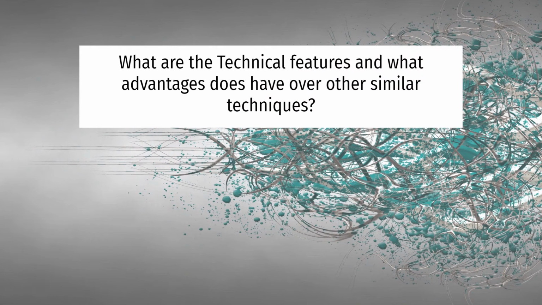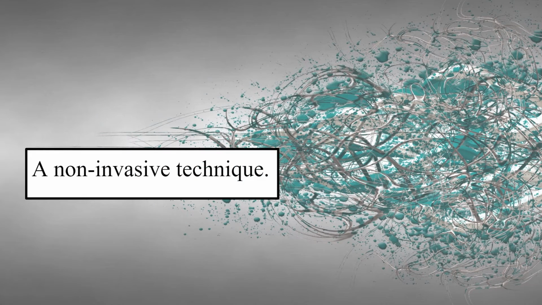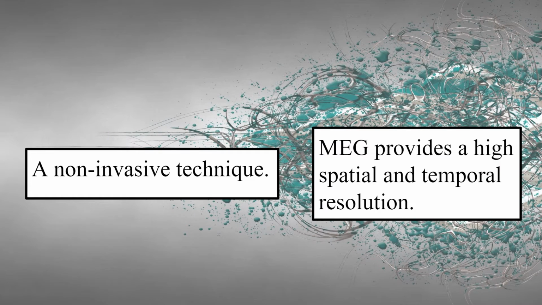MEG has advantages that differentiate it from other devices. For example, it uses a non-invasive technique. That means it doesn't need to enter the human body or have the body injected with a substance to get effective results. Another example is that it provides high spatial and temporal resolution. High spatial means the resulting measurements have a lot of detail, and high temporal means that it can detect thousands of signals per unit of time.